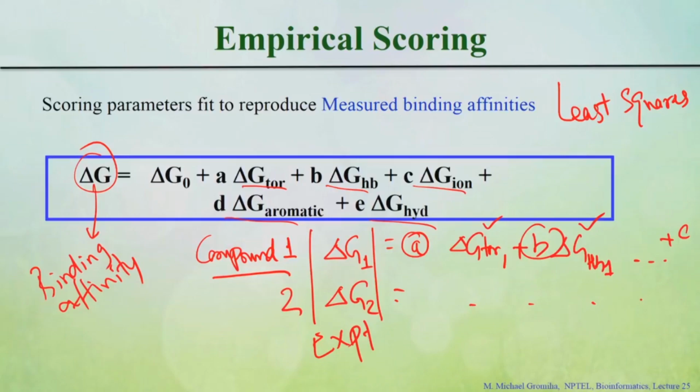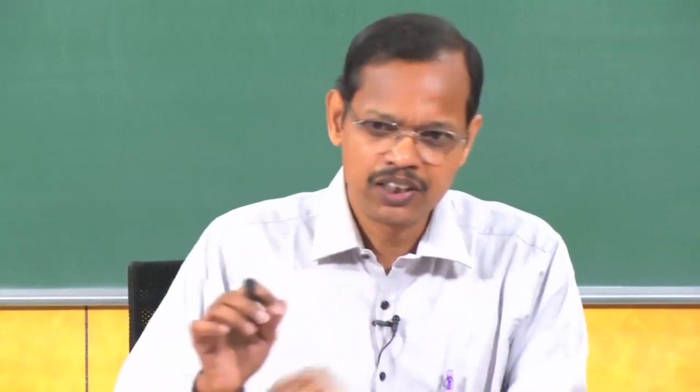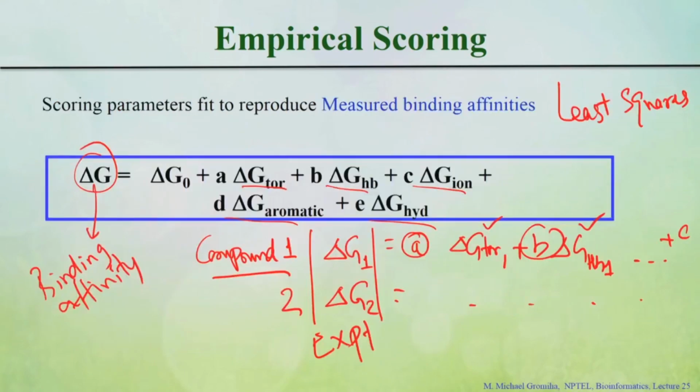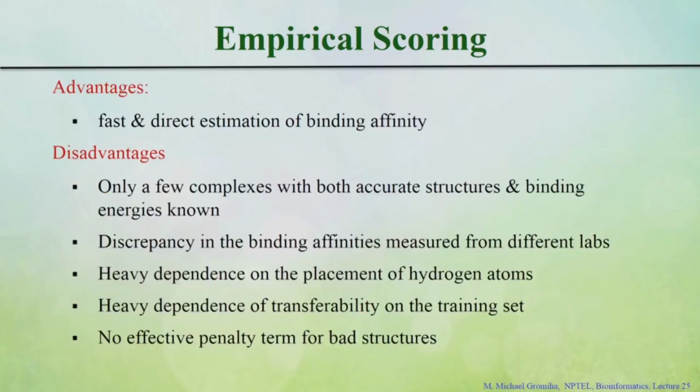So, what are the advantages and disadvantages of this empirical scoring? The advantage is that it is very fast, because we need to calculate only the energy terms. You can also directly estimate the binding affinity, because we have the equation, get the values, substitute them, and you get delta G. Very simple. So, what are the disadvantages?